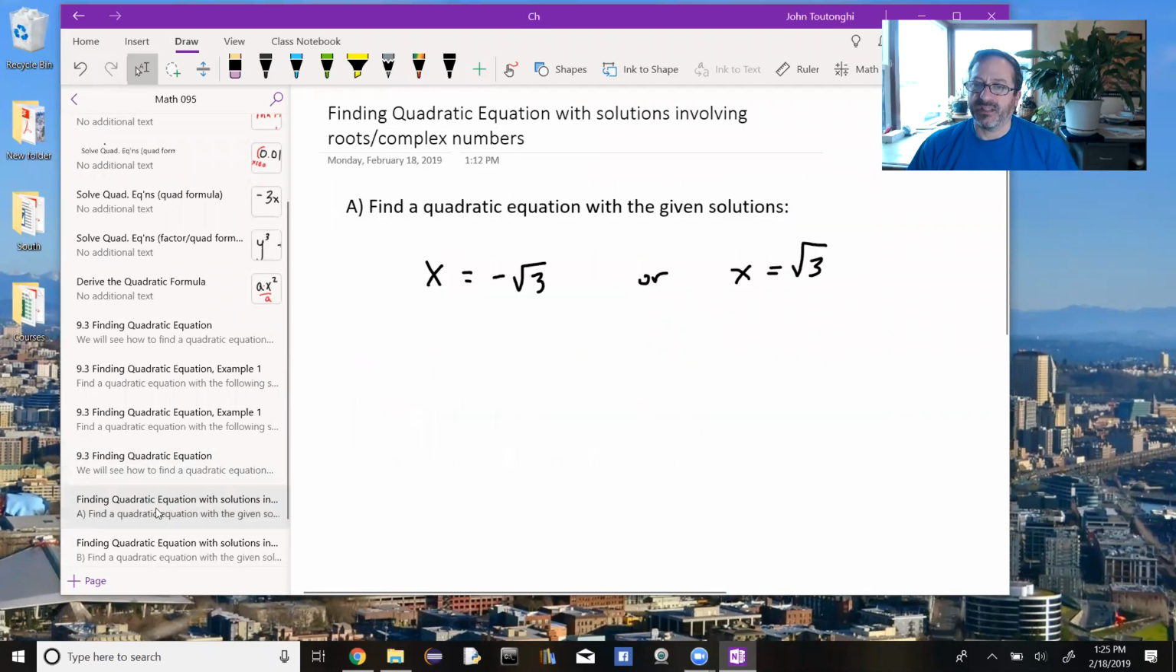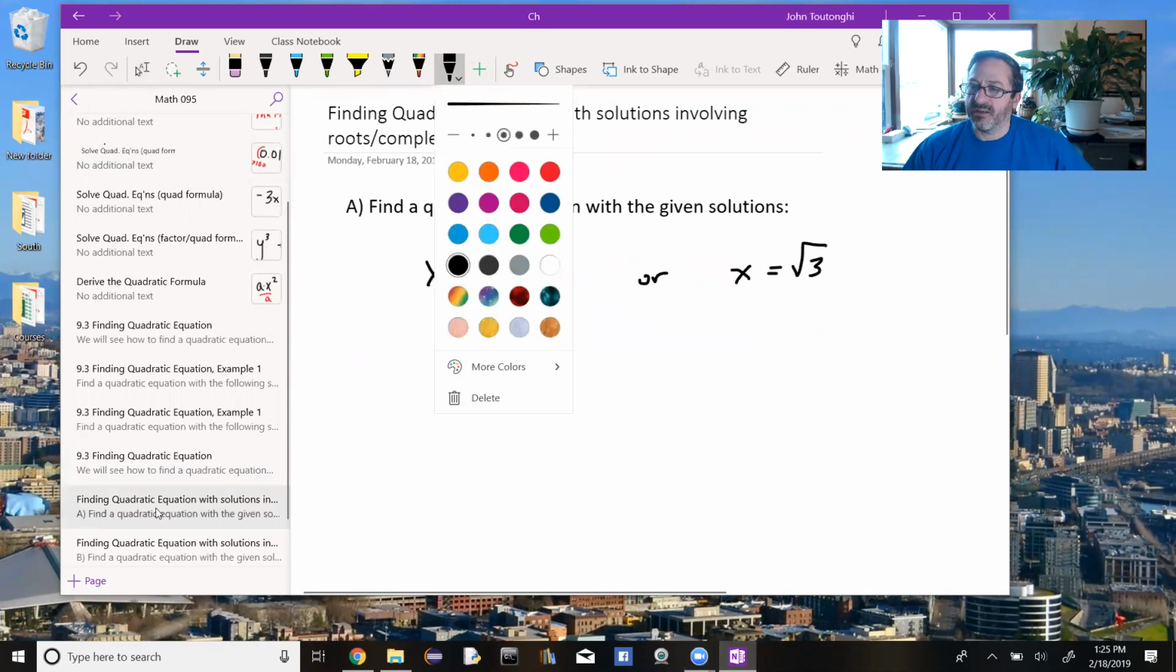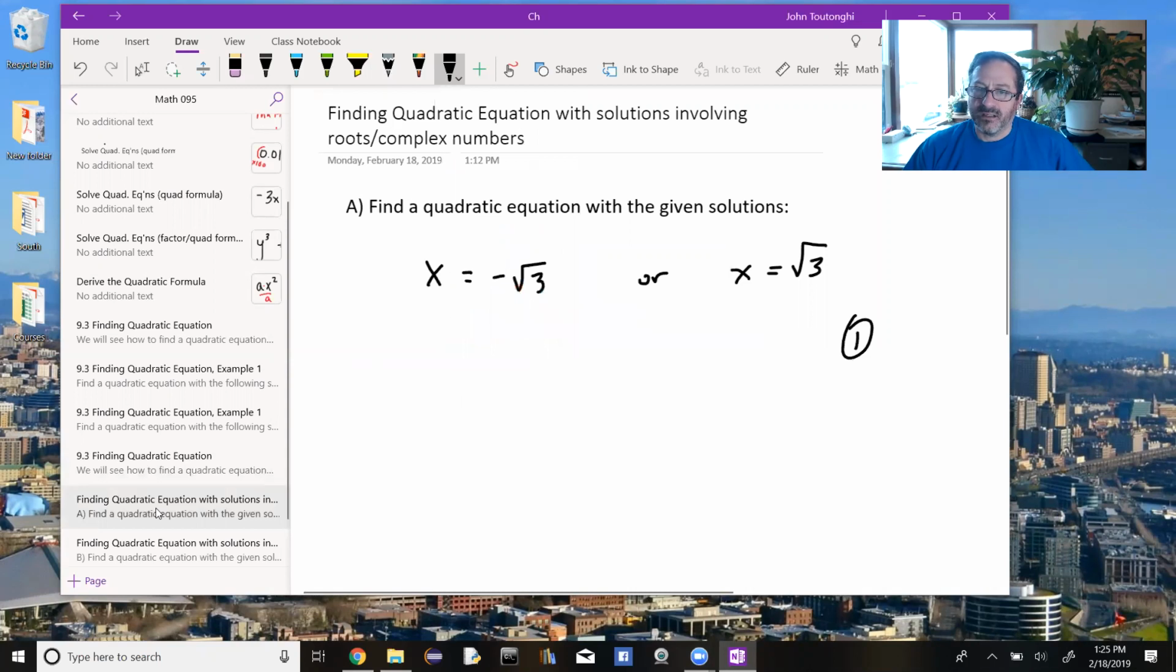So find a quadratic equation with the given solution. This one has root solutions, x equals negative root 3 or x equals positive root 3. The first thing I want to do is combine this into a single equation, x equals, using the plus or minus notation, plus or minus root 3. Now I want to isolate the root, or you can think about this as isolating the plus or minus term. I already have that done in this situation. And then I want to square both sides of the equation.